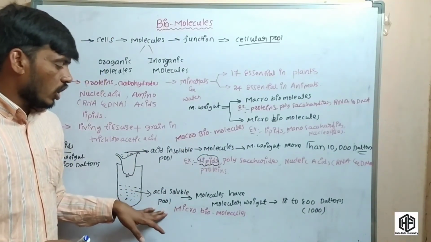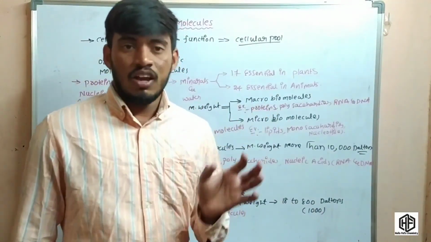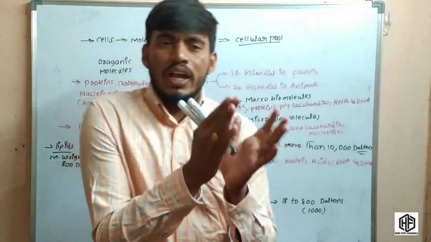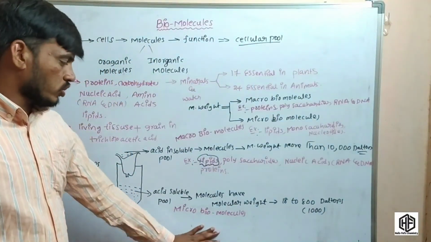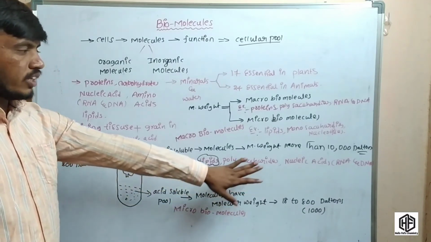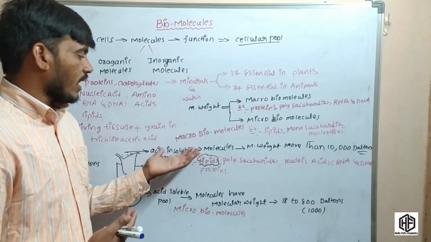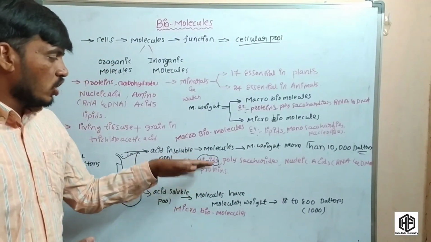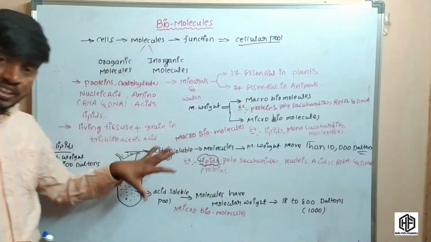In the acid soluble pool, the molecular weight is nearly in the range of 80 to 800 Daltons. Those molecules are micro biomolecules. The examples of micro biomolecules are monosaccharides and nucleotides. The macro biomolecules are polysaccharides, nucleic acids, RNA and DNA. One more point: lipids are macro biomolecules on the basis of this experiment.